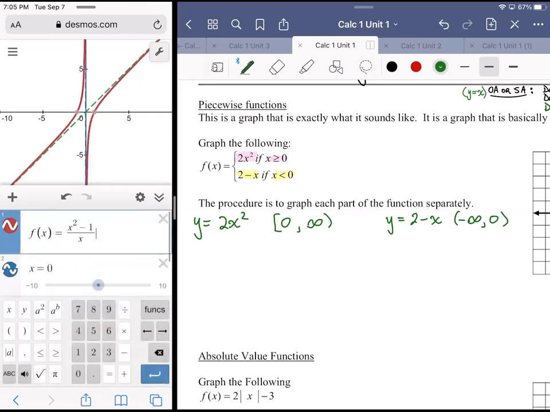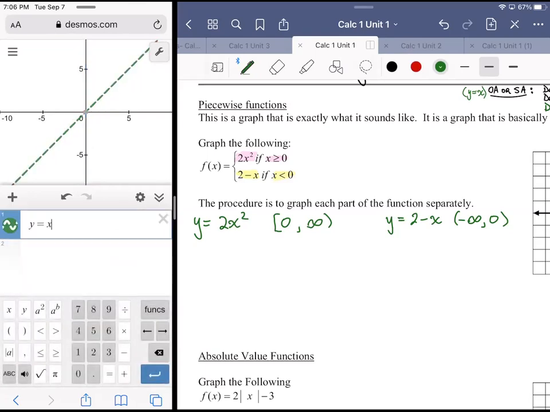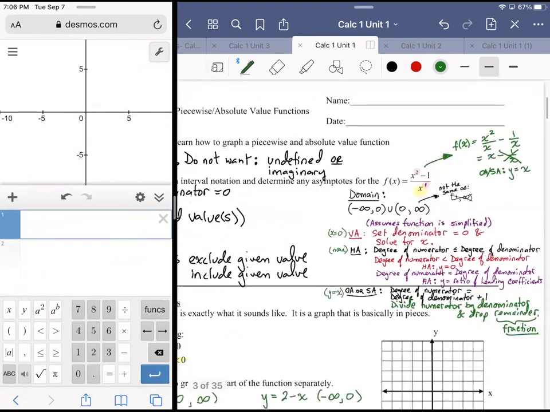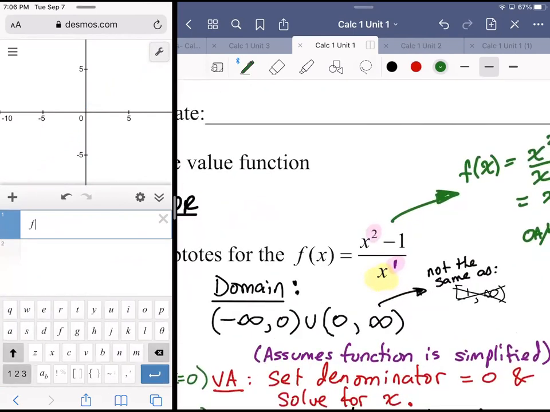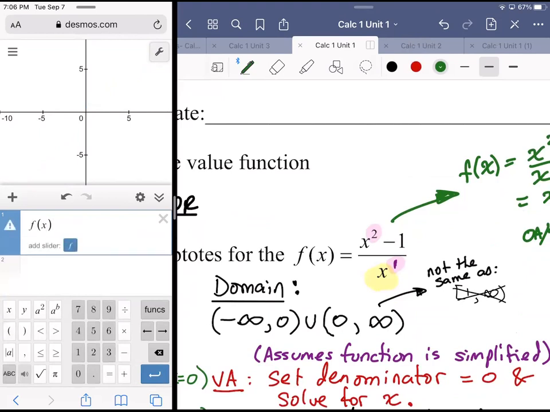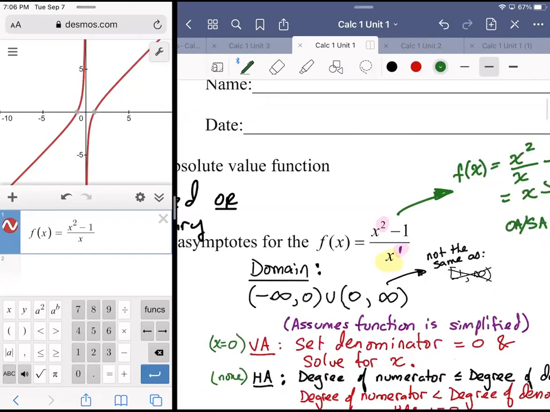So I'll show you real quick. If you were typing in F of X equals X squared minus 1 over X, you type in F of X equals, then hit the division key to create the fraction, X squared minus 1, and then tap into the denominator and then just type in the X. Yeah, you're just typing it in with the keyboard or keypad. All right, thank you. No problem.